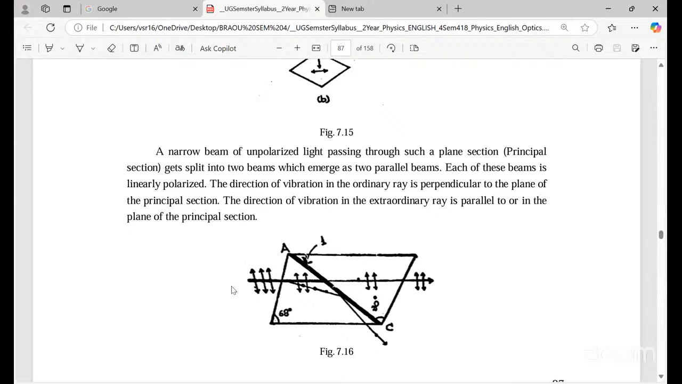So here, a beam of unpolarized light is passing through this crystal, which splits it into two beams. One is along the principal axis, and another is emerging out. Each beam is linearly polarized. The direction of vibration in the ordinary ray is perpendicular to the plane of the principal axis, and the direction of vibration of the extraordinary ray is parallel. So you need to say that this is the extraordinary ray and this is the ordinary.